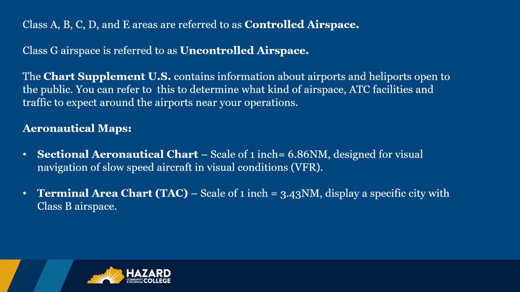Class A, B, C, D, and E areas are referred to as controlled airspace. Class G airspace is referred to as uncontrolled airspace. Air traffic control has the authority in controlled airspace, but not in uncontrolled airspace.